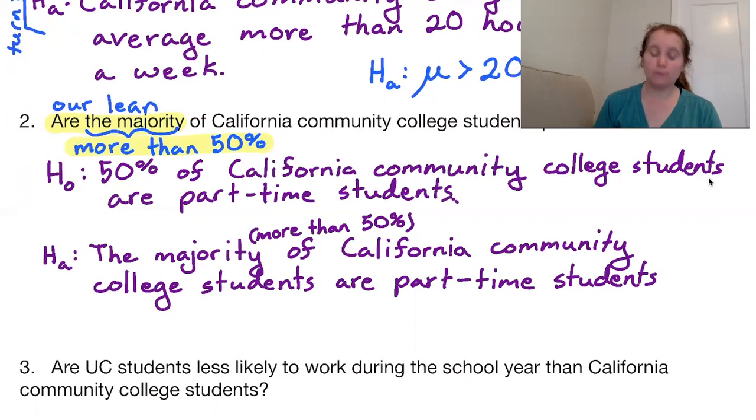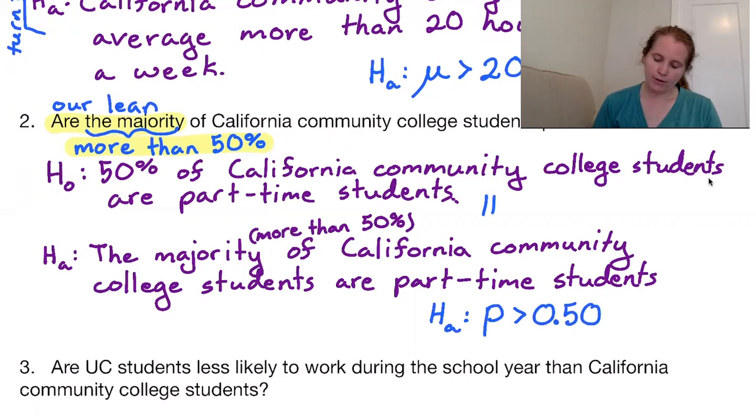Then putting this in our symbol notation, for our alternative hypothesis, we are looking at percentage or proportion more than 50%. For proportion, we use P for our population proportion. And we are saying that P is greater than 50% or P is greater than 0.50. For our null hypothesis, we are assuming that P is just flat out equal to 0.50.